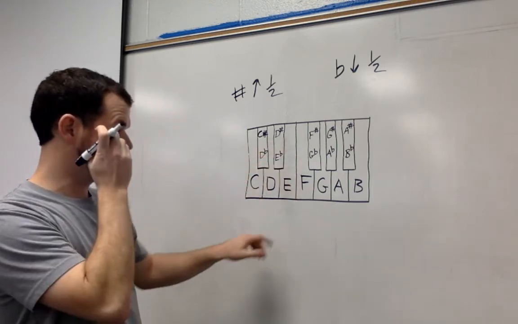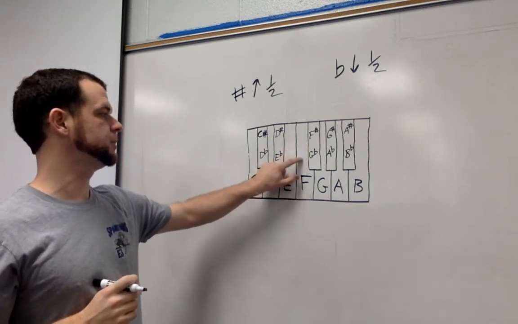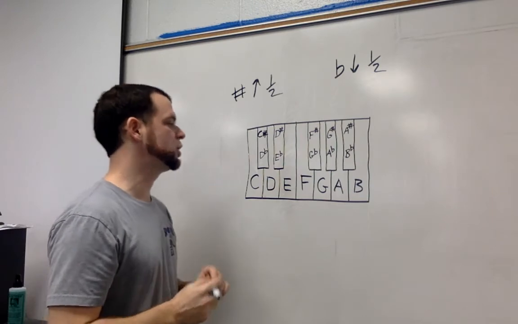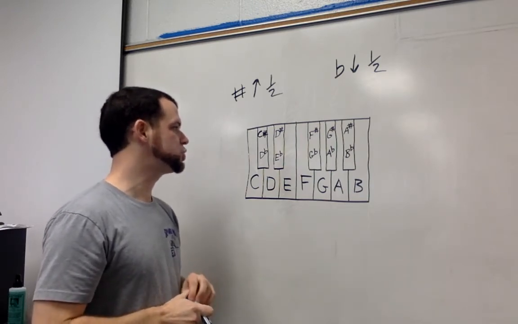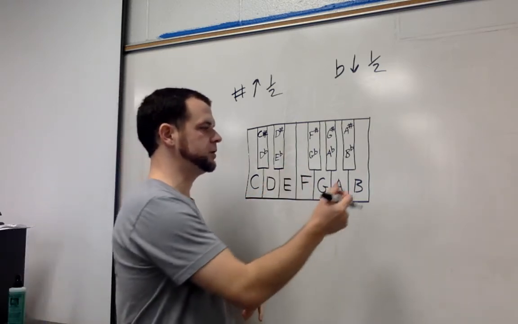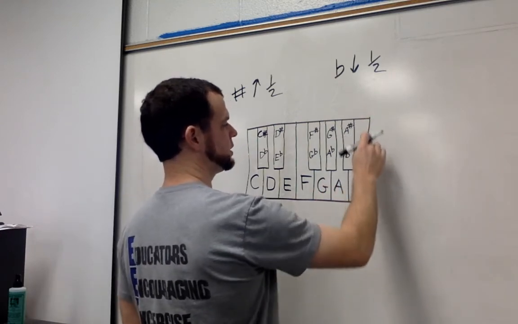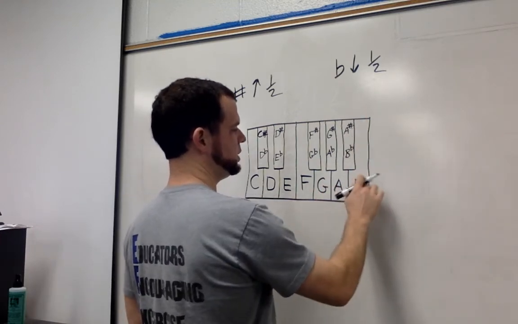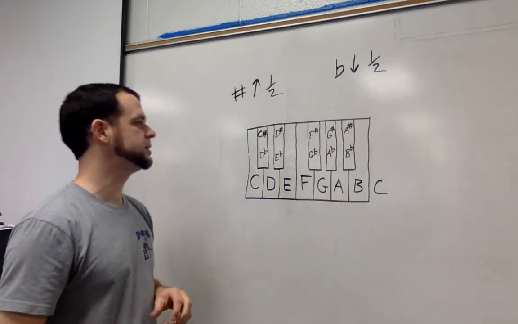Now, do notice that there is no black key between E and F. You will hear about F sharp more than F flat, or E flat more than E sharp. Otherwise, they generally call them that, unless you get into some crazy keys. Right here, there's another lack of a black key between B and what would be C here. There's no black key there as well.